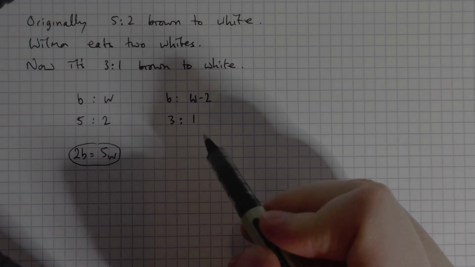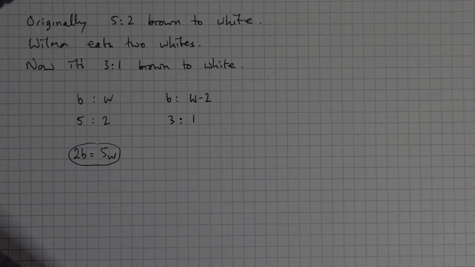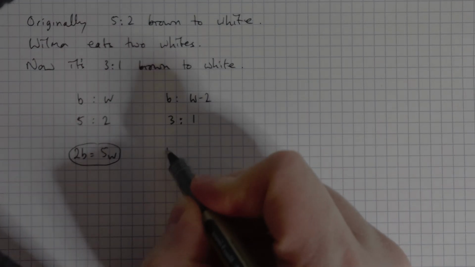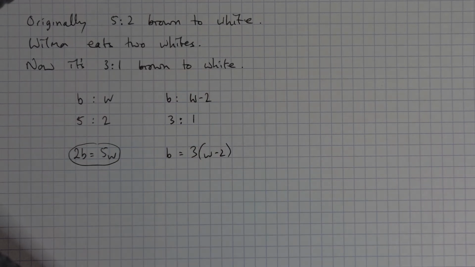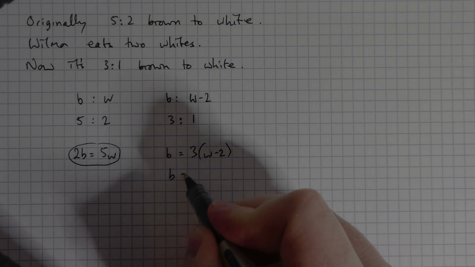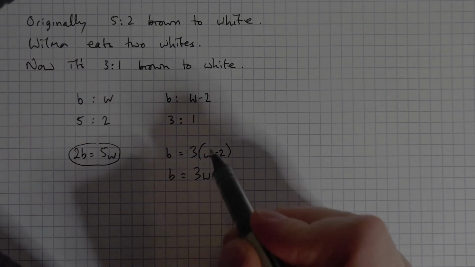If I do my multiplying things, that times that equals that times that, or if you think about it by making 3 parts, well, this is already 3 parts, and times this one by 3, like so, they will be equal because they're both 3 parts. If I expand this out, I get that B is 3W take 6. Like so, and this is actually a pair of simultaneous equations.